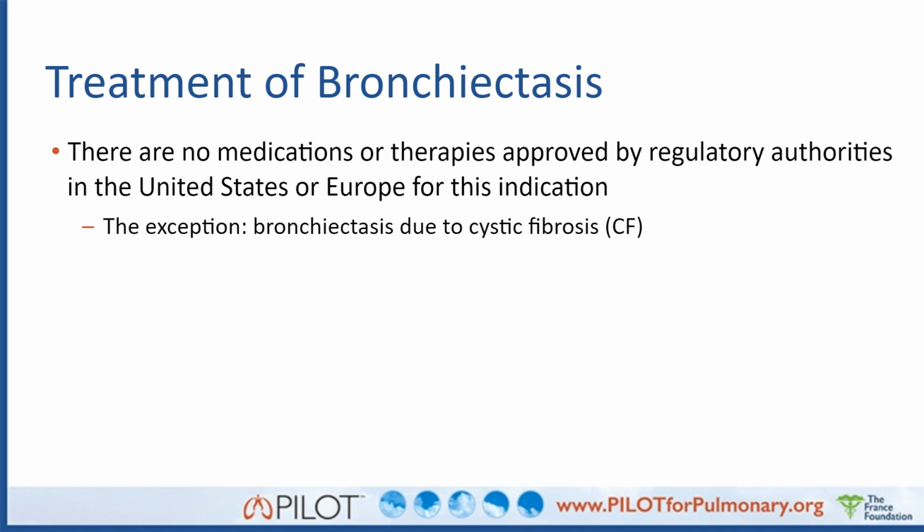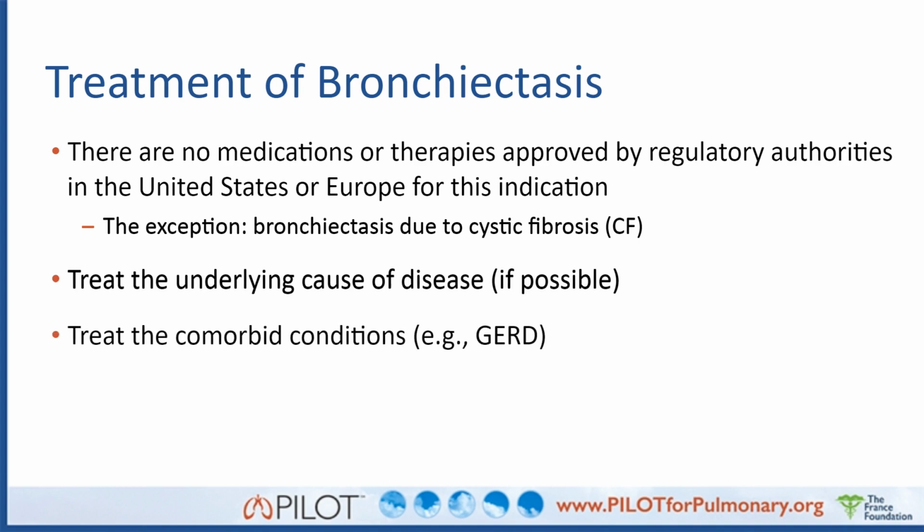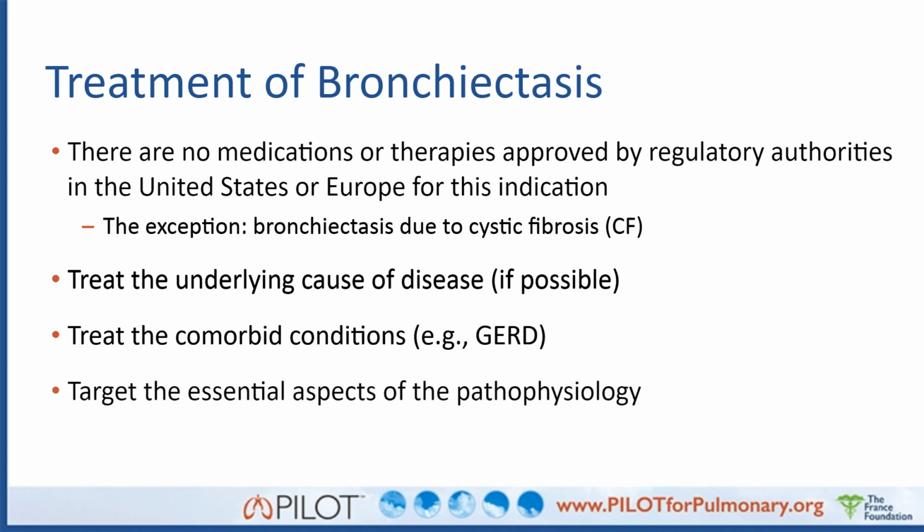So if we can, we will treat the underlying cause of disease. So that's why we invest time trying to determine the etiology, because there might be specific therapies that would be appropriate for their condition. We treat the comorbid conditions. Very often, these patients will have symptoms of esophageal reflux that contribute to aspiration, as an example. And then we want to target the essential aspects of the pathophysiology of bronchiectasis.